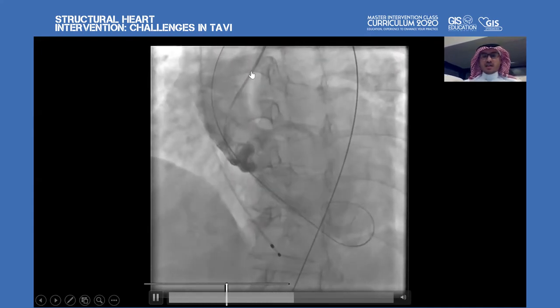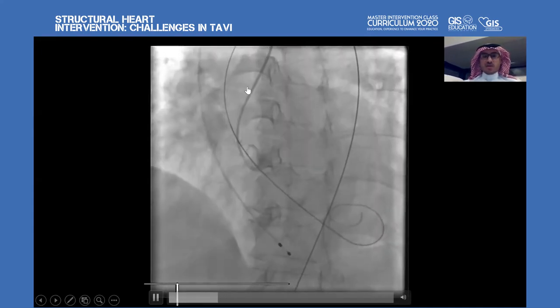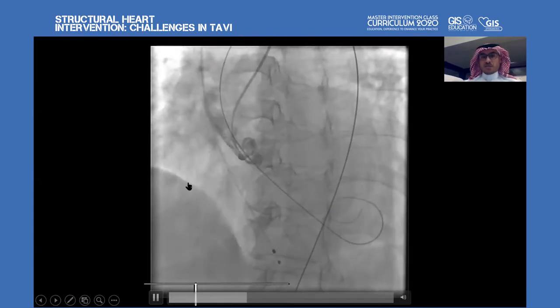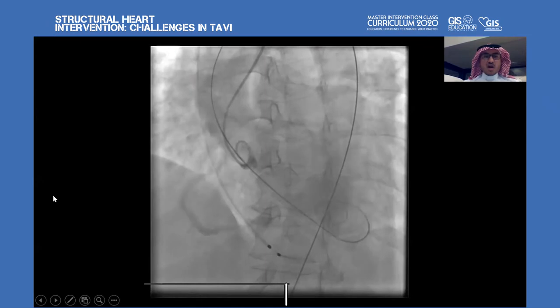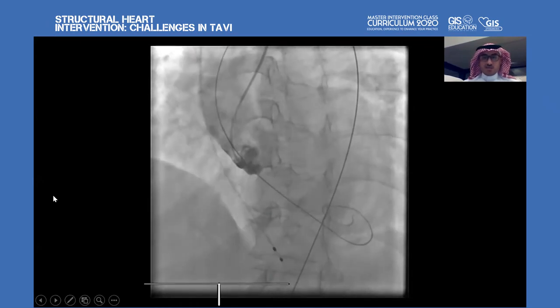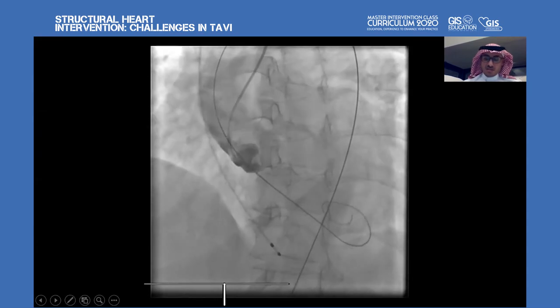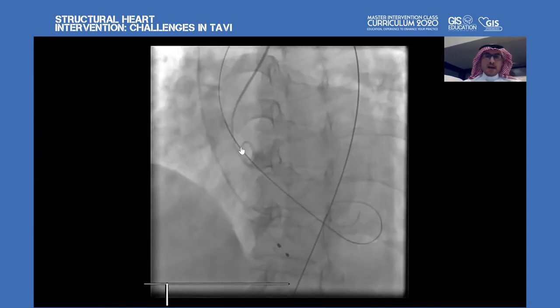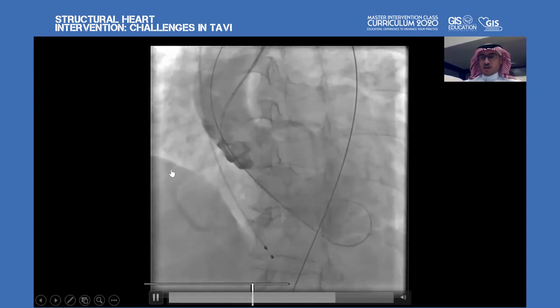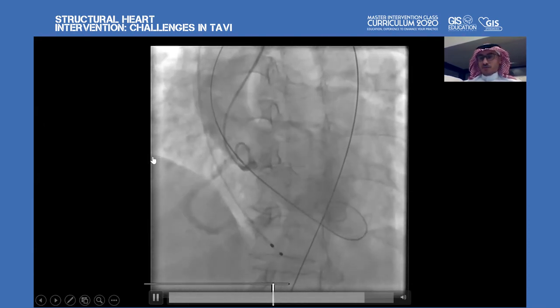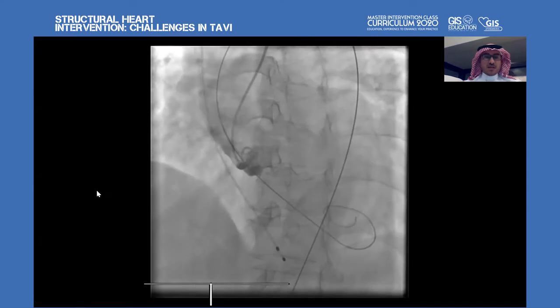We have a pigtail coming from the right radial artery, and we have a temporary pacemaker coming from the right internal jugular. We use this as it allows us to ambulate the patient within 6 hours from the procedure and discharge them the next day. Also, using radial for the non-TAVI access site lowered our femoral complication rate.